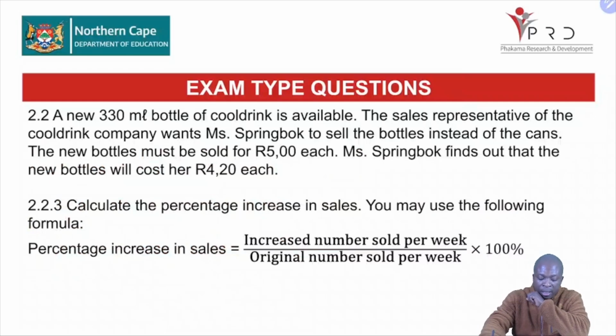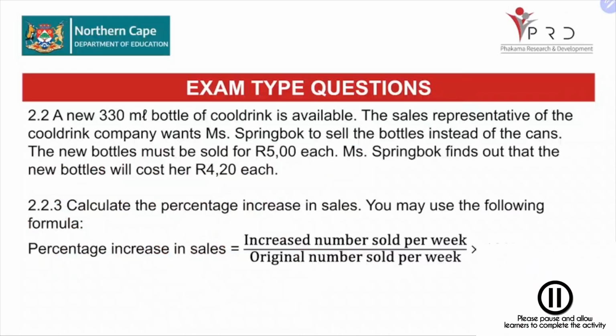Calculate the percentage increase in sales. The examiner says you may use the following formula. It says percentage increase in sales will be the increased number sold per week minus the original number sold per week, divided by the original number sold per week, times 100. So I give you 3 minutes, use this formula. Let's see how you're going to substitute so that we can see what you can do. Use the formula, 3 minutes, we'll come back.